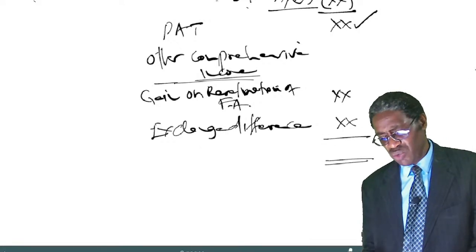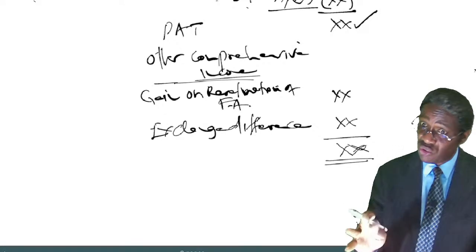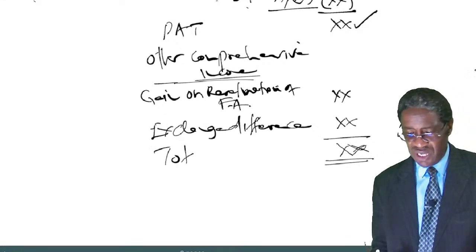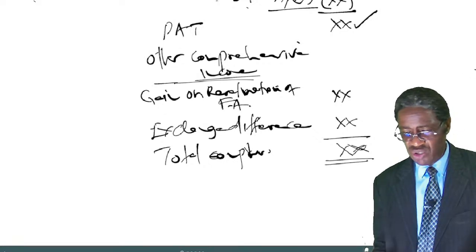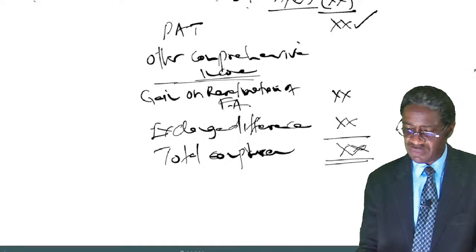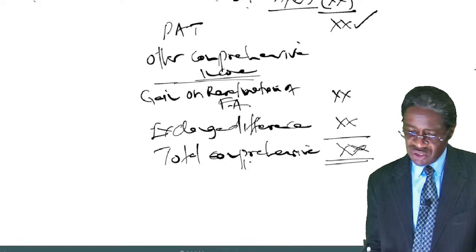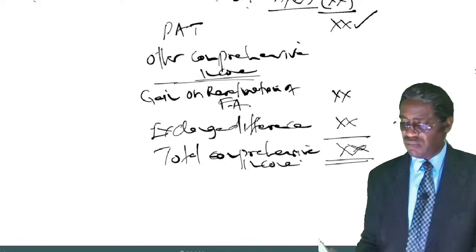Assuming those are the only ones, we normally get the totals, and once you get the total, you call this figure total comprehensive income. Total comprehensive income. Good.